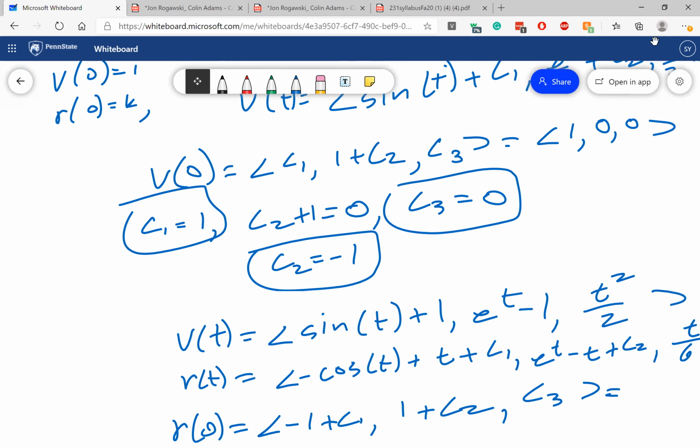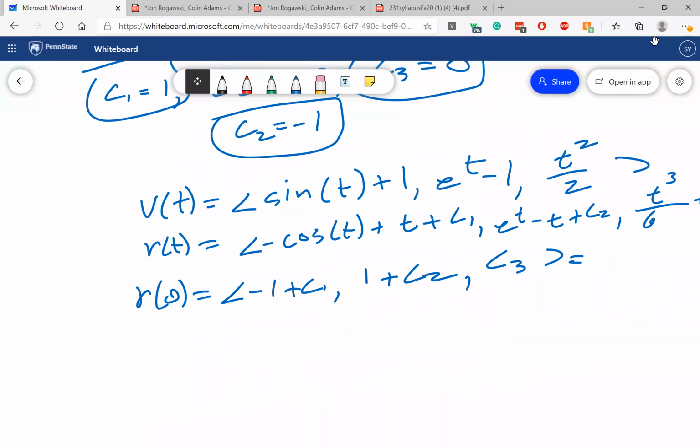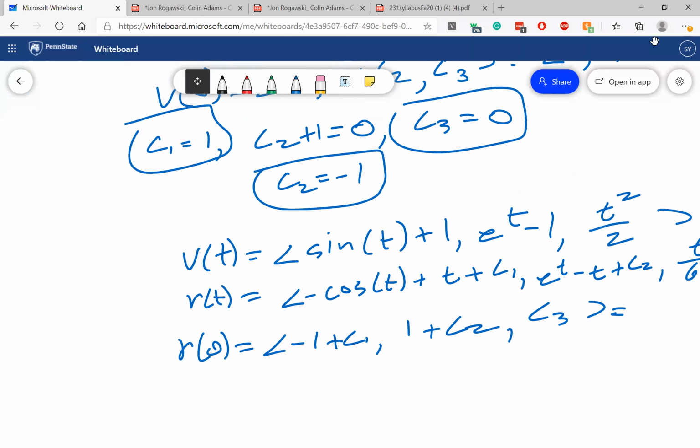So can you see this hand, by the way? When I move this hand around, can you see it? Are you talking about the white hand? Yeah. Yeah. Okay.